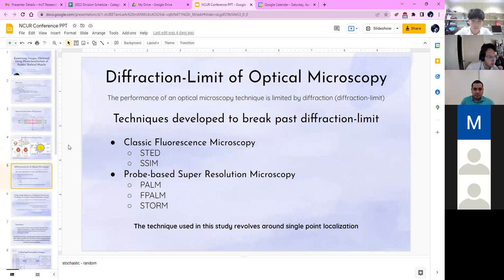So going into a little bit about optical microscopy, the performance of an optical microscopy technique is limited by diffraction, which in turn sets a limit on the resolution of an image. This is called the diffraction limit. There have been techniques developed to break past this diffraction limit. I've listed a few on there. There are two types: classic fluorescence microscopy and probe-based super resolution microscopy techniques. The one I will be using revolves around single point localization microscopy.